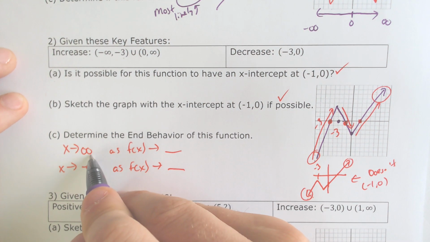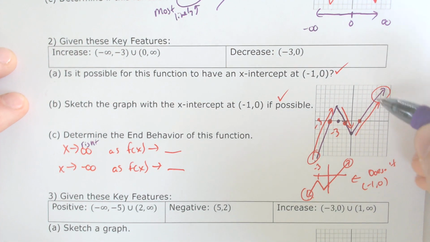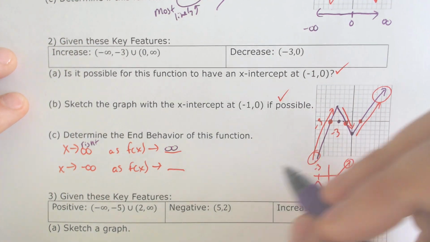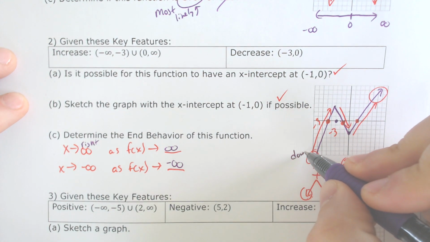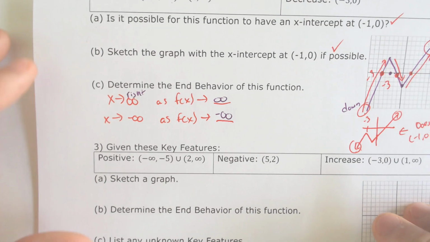On the right side, are we going up or down? On the right side, we are going up. So this is positive infinity. On the left side, we are going down. So that's negative infinity. Okay? Next one and last one.